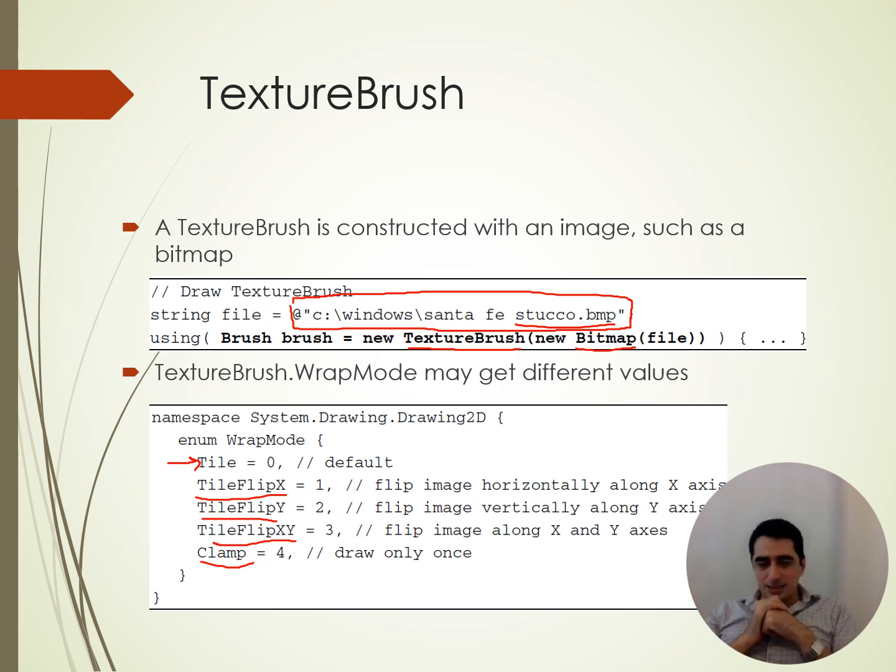Tile flip X basically repeats the images, but each time flips the image with respect to the x-axis. Flip Y, after it fills the whole image with tiles, flips the tiles in the Y direction, and tile flip XY flips it in both X and Y direction. I'm going to show you an example in the next slide.